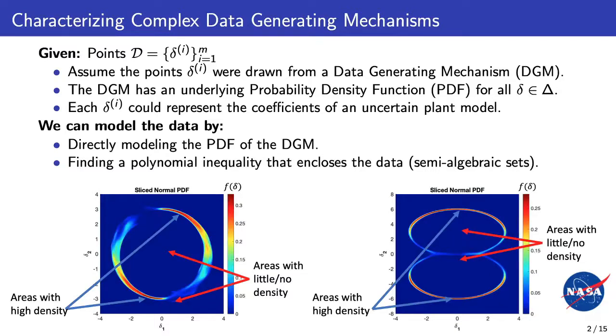We can use sliced normal PDFs to characterize the density of the points, where the red areas are in high density and the darker blue areas are areas of little to no density. We see that despite these two DGMs being very different, we can still use sliced normals to characterize both of them.